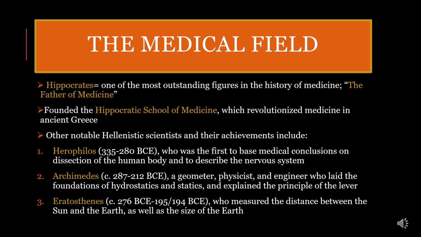Other notable Hellenistic scientists and their achievements include Herophilus, from 335 to 280 BCE, who was the first to base medical conclusions on dissection of the human body and to describe the nervous system; Archimedes, circa 287 to 212 BCE, a geometer, physicist, and engineer who laid the foundations of hydrostatics and statics and explained the principle of the lever; and Eratosthenes, circa 276 BCE to 195 or 194 BCE, who measured the distance between the sun and the earth as well as the size of the earth.